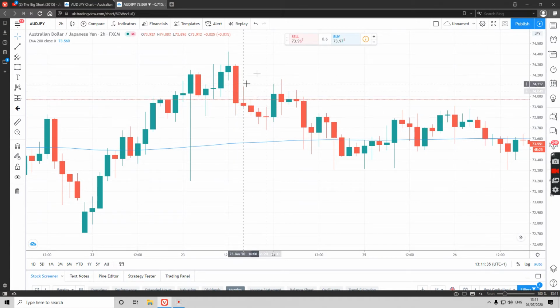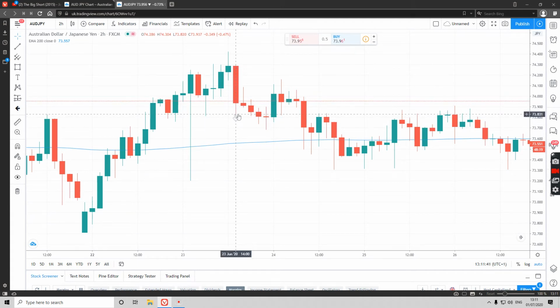So on this particular candle, you can see it's a bearish candle, so sellers were pushing the price down. What this wick means is the sellers pushed the price down to this area, and then it got rejected by the buyers, and they pushed the price back up.